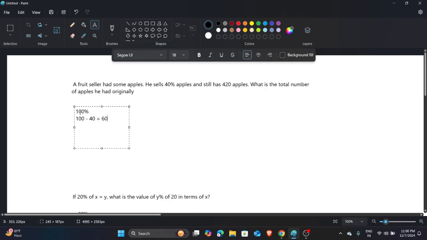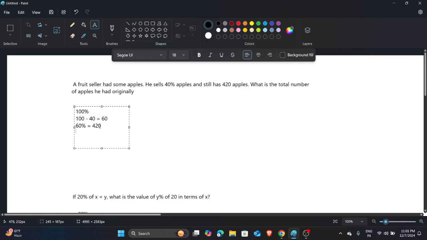The 100% he had, the 40% of apples he sold, and he still has 420. So the 60% value is 420. Now what is the total number of apples he had originally? If the 60% value is 420, then what is the value of 100%?